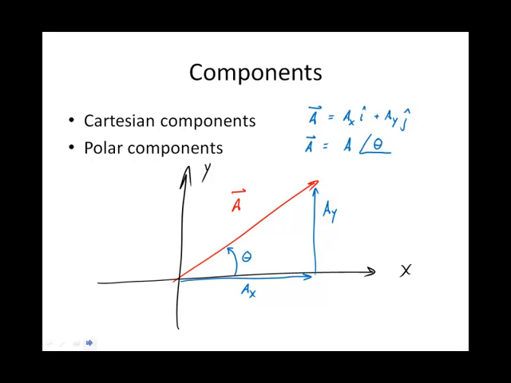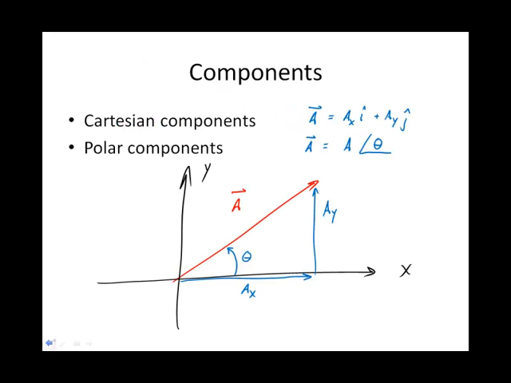Now what we haven't discussed is the fact that if A is equal to A sub x in the i direction plus A sub y in the j direction, then the magnitude of A, which I might write as the absolute value of A, or I'll just write it as A without the vector sign above the top, is equal to the square root of A sub x squared plus A sub y squared. And this is just a restatement of the Pythagorean theorem.